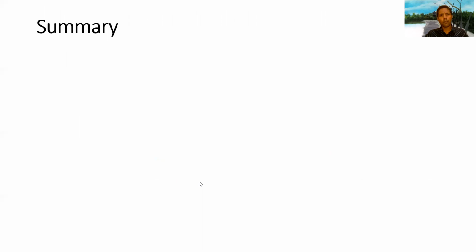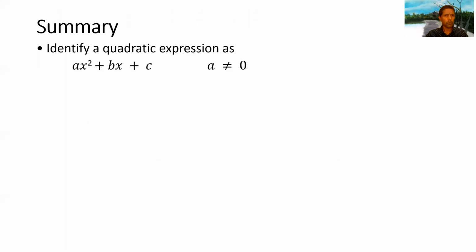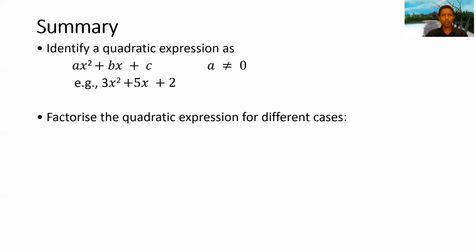To sum up what we have covered in this lesson, we identify a quadratic expression as ax squared plus bx plus c, where a is not equal to 0. For example, 3x squared plus 5x plus 2. We also factorize quadratic expressions for different cases. First, case c equals 0. For example, 6x squared plus 3x, when factorized, gives 3x into (2x plus 1).